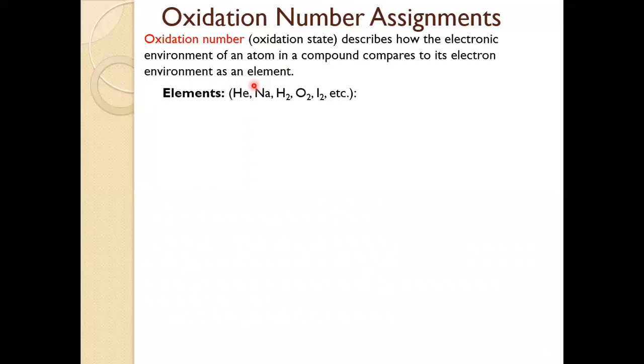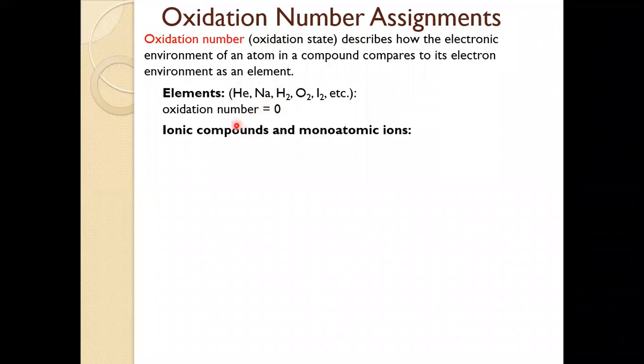So there are various rules we can follow depending upon what type of substance we're dealing with. The first rule, the simplest, is that for elements, helium, for example, sodium, the diatomic elements, the happy 7, their oxidation numbers are always equal to exactly 0 because these are not part of compounds. In other words, they still have exactly the same number of valence electrons that they started with.